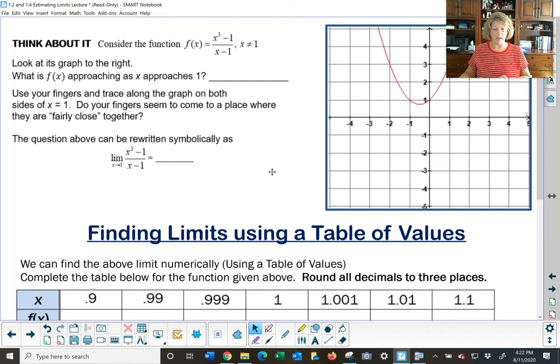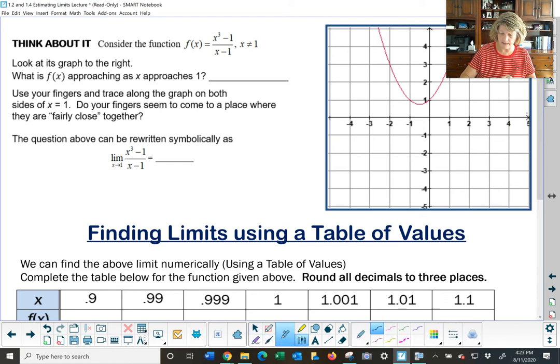All right, so we are going to look at the function x cubed minus 1 over x minus 1, where x does not equal 1 since that's not in the domain of our function. Look at the graph to the right. What is f of x approaching when x gets close to 1, or approaches 1? So this is the start of the idea of a limit.